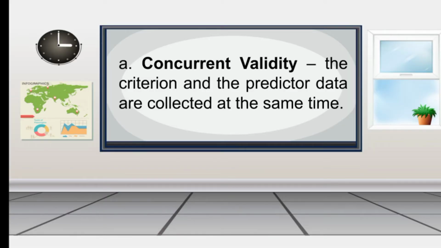Under the criterion-related validity, we have concurrent validity, in which the criterion and the predictor data are collected at the same time. This type of validity is appropriate for a test designed to assess a student's current criterion status or when you want to diagnose a student's status. It is a good diagnostic screening test. It is established by correlating the criterion and the predictor using Pearson product-moment correlation coefficients and other statistical tools.